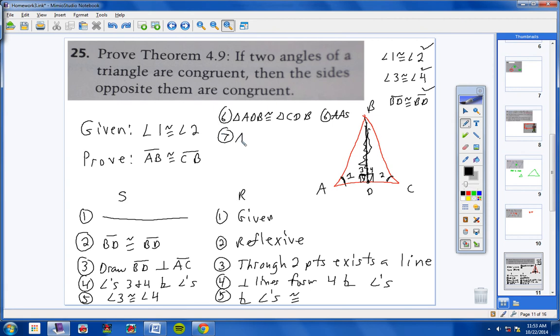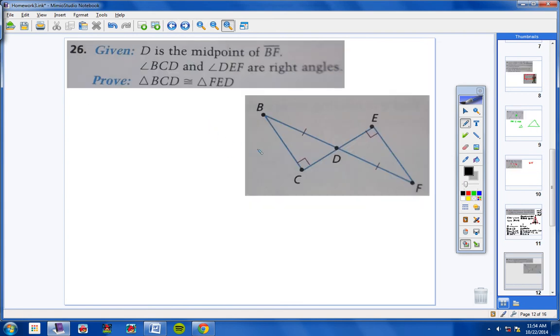So AB is congruent to CB. And the reason would be CPCTC. Remember, students, as soon as you state that two triangles are congruent, you can then state that their parts are congruent, okay? So there we go, a 7-step proof, all right? Number 26.